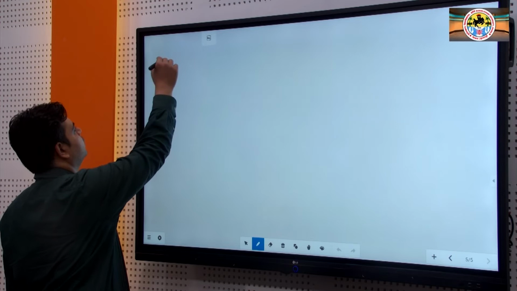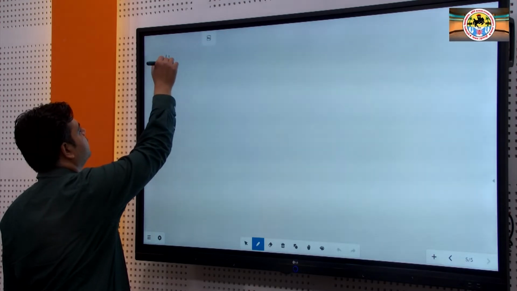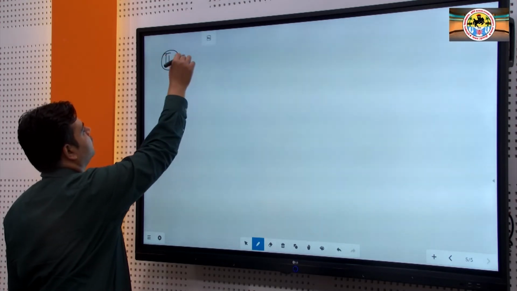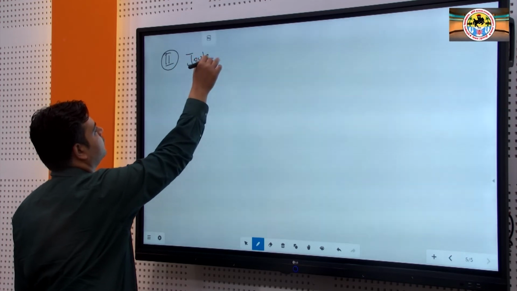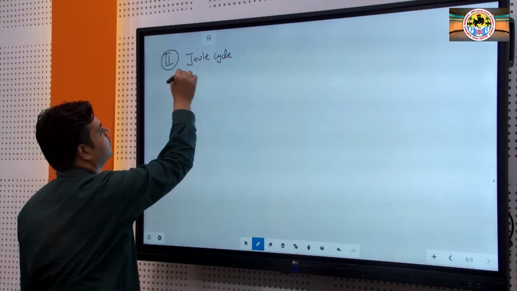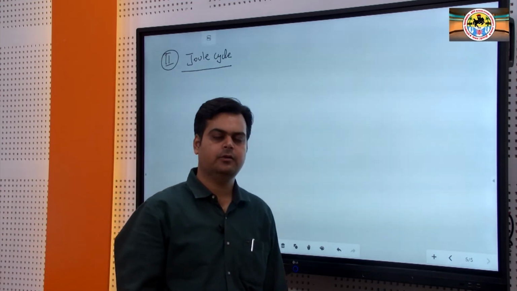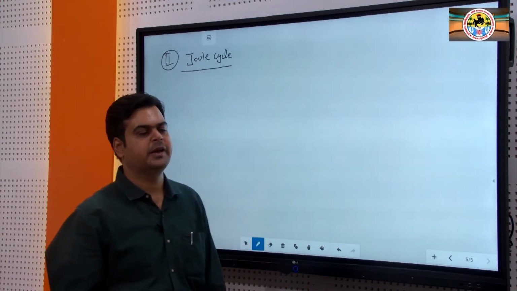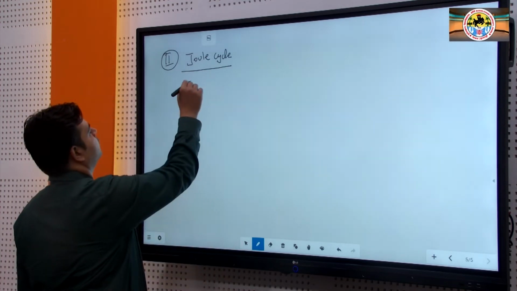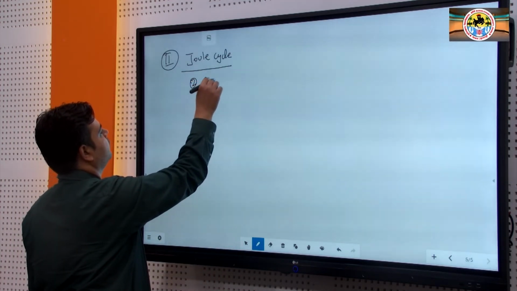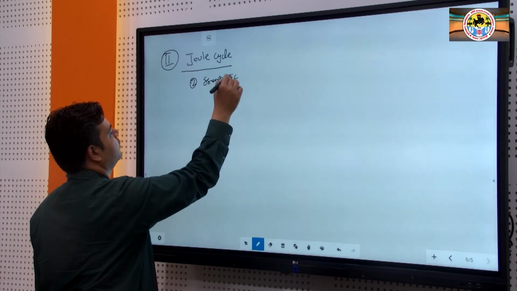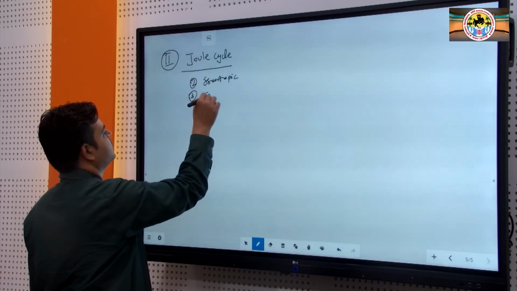Then next we have to discuss the Joule cycle. In the Joule cycle there are two isentropic processes and two constant pressure processes.